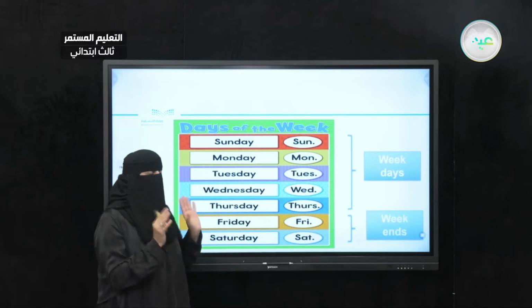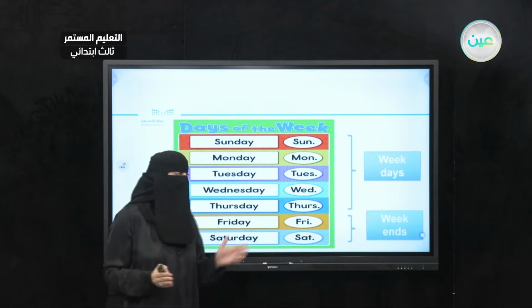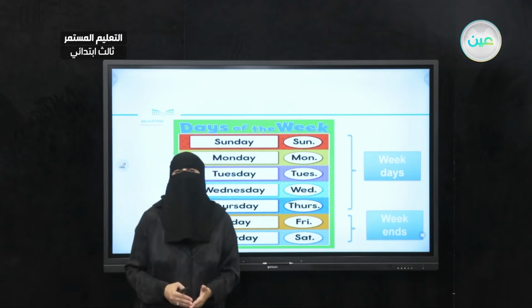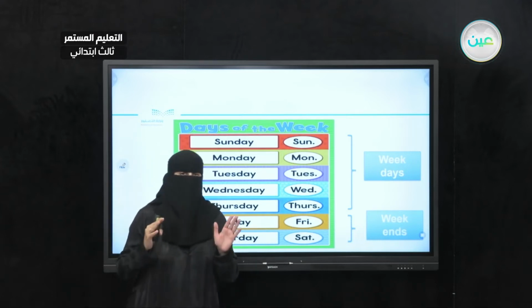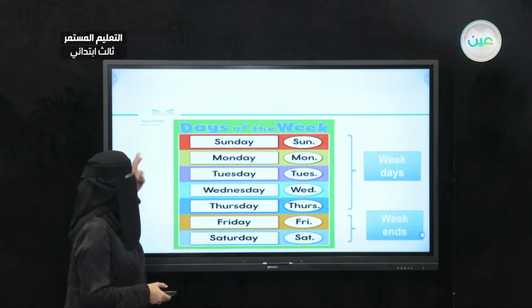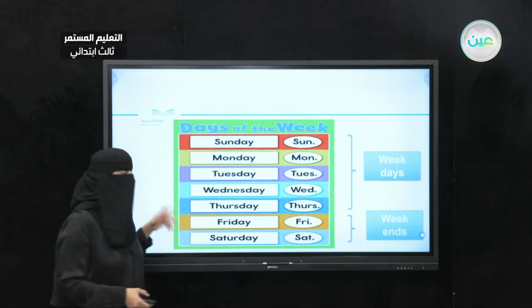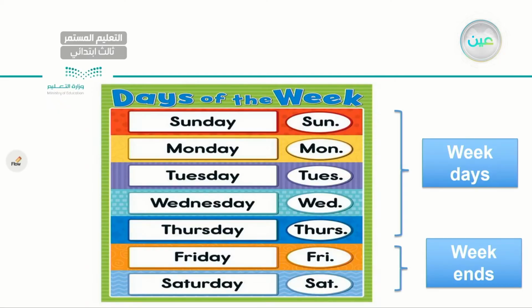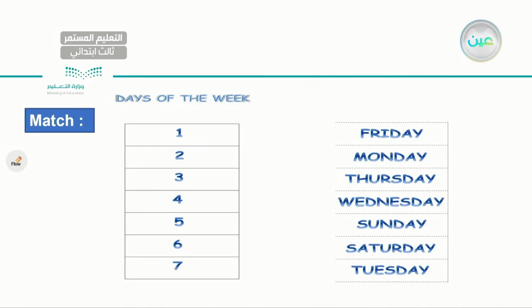So I have 2 parts. Weekdays, these are the days that we go to work, and weekends, these are the days that we don't. We just relax and stay home, or perhaps do some activities. Let's read the days for the last time. Sunday, Monday, Tuesday, Wednesday, Thursday, Friday, and Saturday. Very good, my dear student.